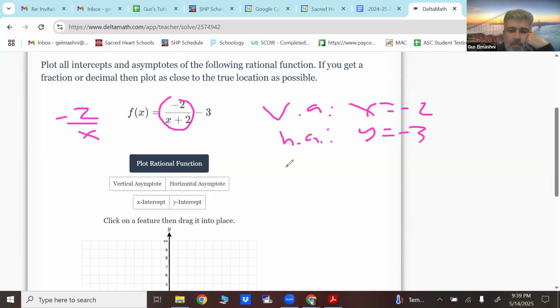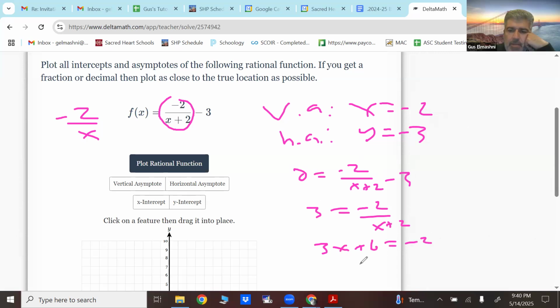The x-intercept, a little tricky. 0 equals -2 over x plus 2, minus 3. Add 3 to both sides. Cross multiply. Solve for x. The x-intercept is (-8/3, 0). The y-intercept is easy, plug in 0 for x. You should have -2 over 2, minus 3, so (0, -4).